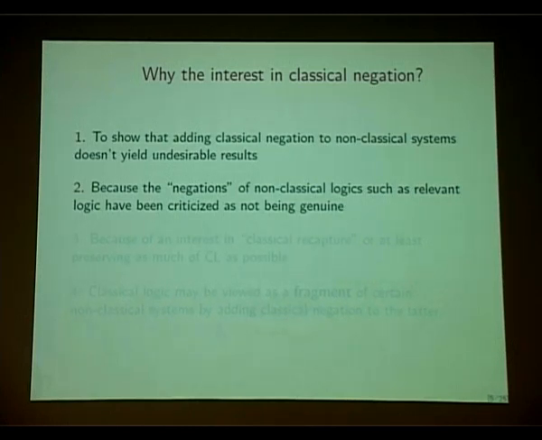Okay, so if you think that, say, a paraconsistent negation is not really genuine, then to appease the objector, you might say, hey, we can still add classical negation to the system, and that's okay too. So this should satisfy you as well.